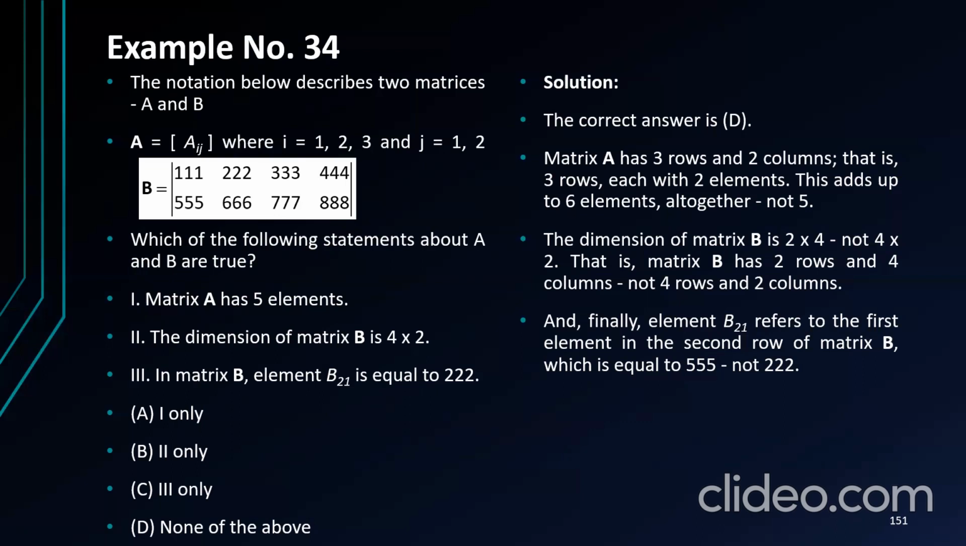Matrix A has 3 rows. Diba? Yung I, 1, 2, 3. And 2 columns. That is 3 rows, each with 2 elements. This adds up to 6 elements altogether, not 5. Okay? Tama. So, mali yung letter A.